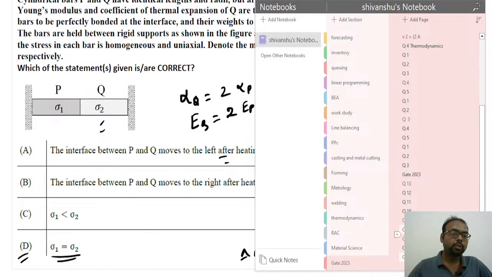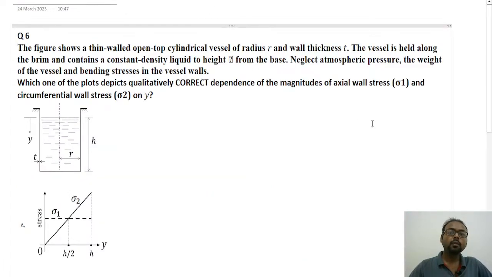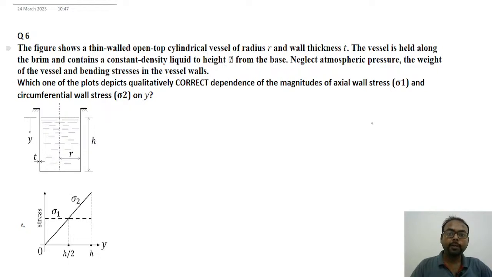Now next we will move to question number 6. Here we have another question. A figure shows a thin walled open top cylindrical vessel of radius r and wall thickness L. The vessel is held along the brim and contains a constant density liquid to height h from the base. Neglect atmospheric pressure, the weight of the brim and vessel, and bending stress in the vessel wall. Which one of the plots depicts the qualitatively correct dependence of the magnitude of axial wall stress sigma 1 and circumferential wall stress sigma 2?